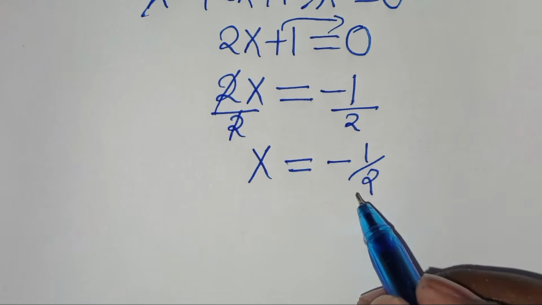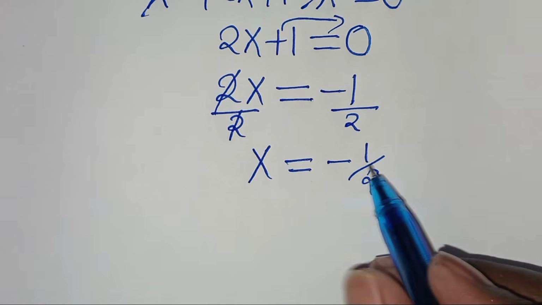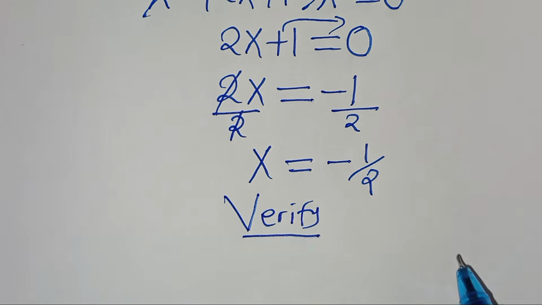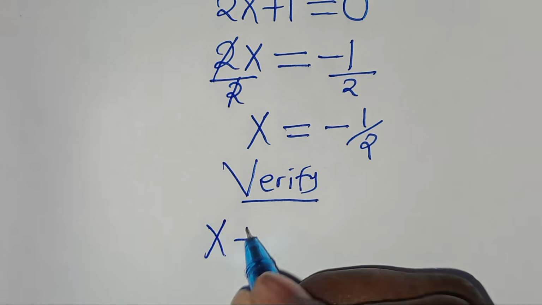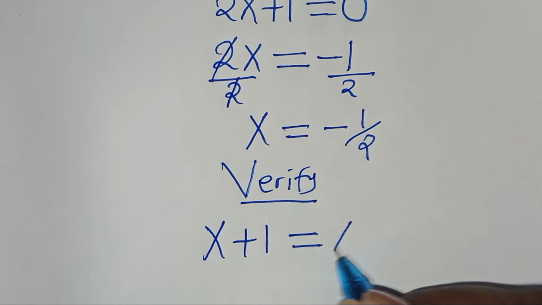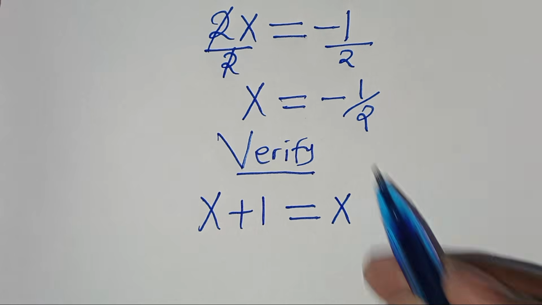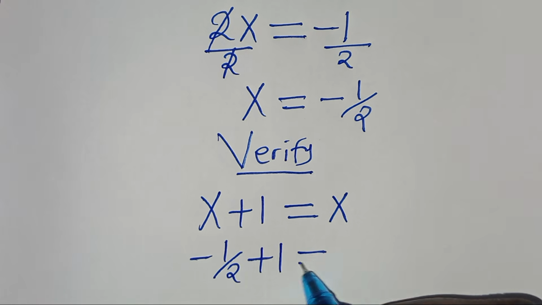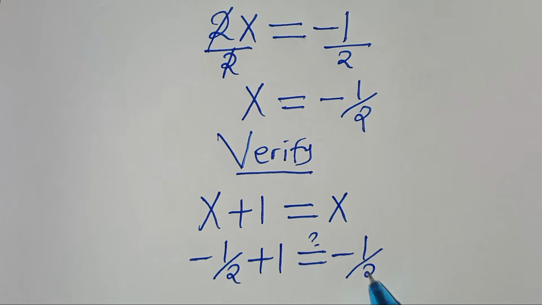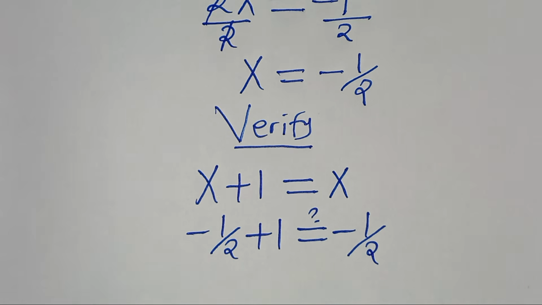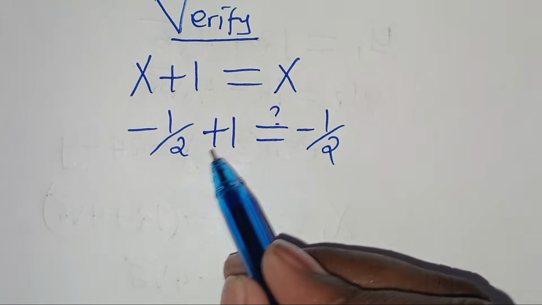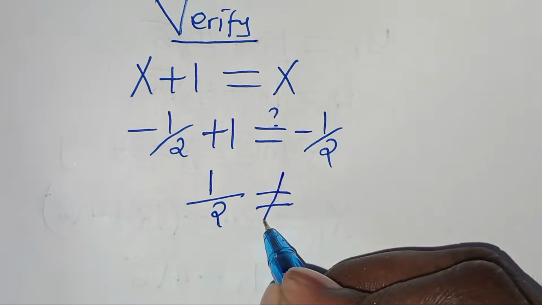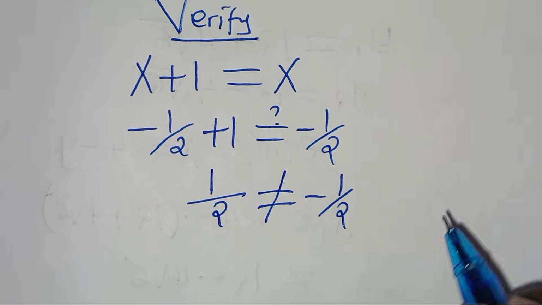Now, let's verify if this value of x satisfies the equation. Let's verify. Now, we have that x plus 1 is equal to x. Now, let's substitute x, which is negative a half, plus 1. This should be equal to negative a half. Now we have negative a half plus 1. This is equal to a half, and this is not equal to negative a half.